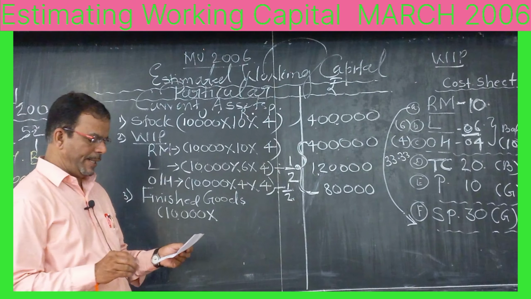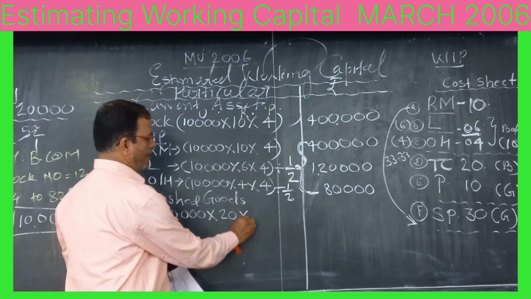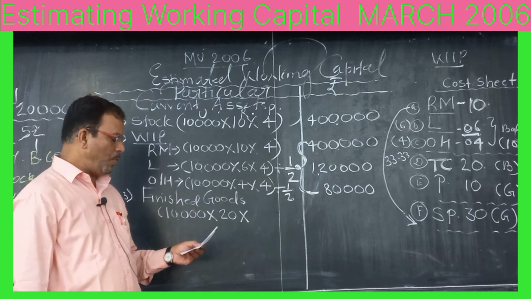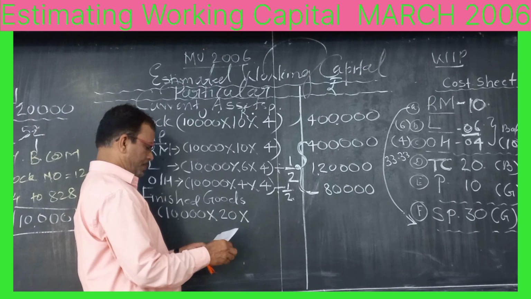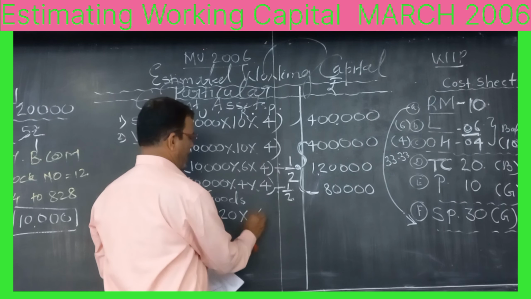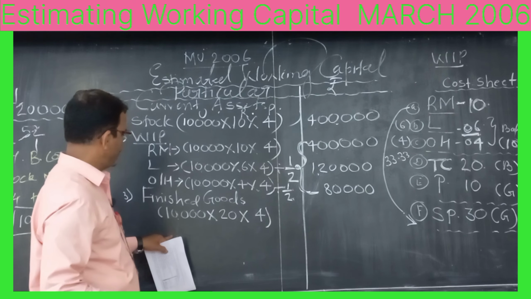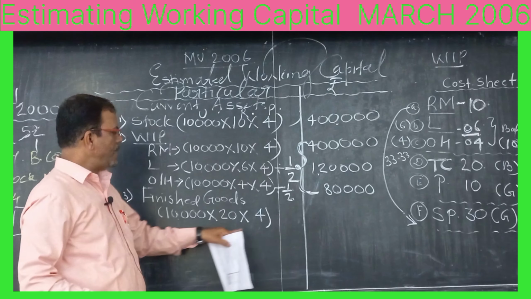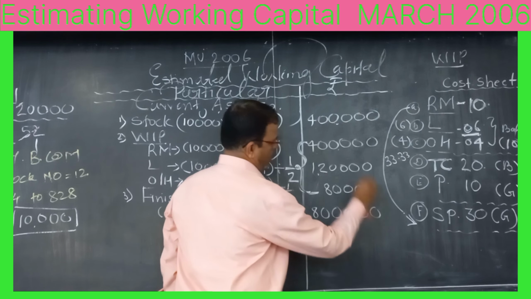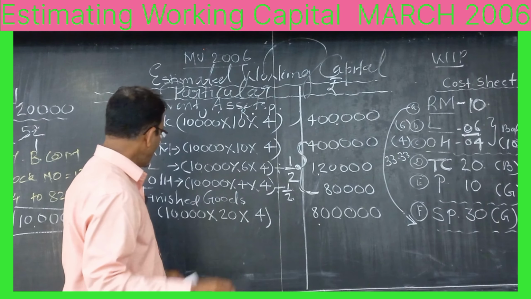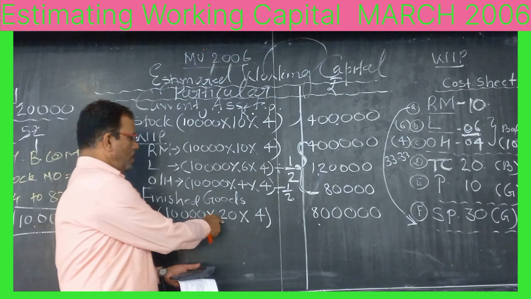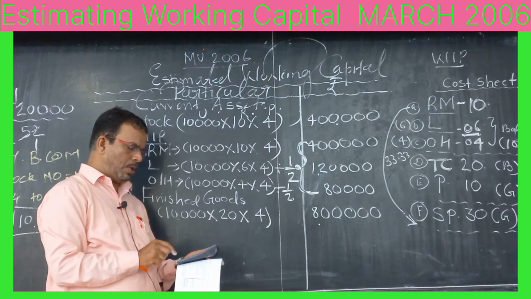Now finished goods stock remains for 4 weeks. So what rate is given for finished goods? 20. Finished goods always depend on total cost, which is 20. The period is 4. So 20 into 10,000, 2 lakhs. 2 lakhs into 4, 8 lakhs. So 8 lakhs will come here.